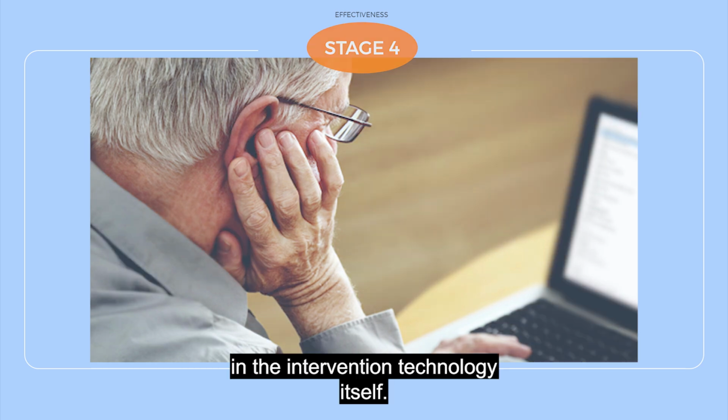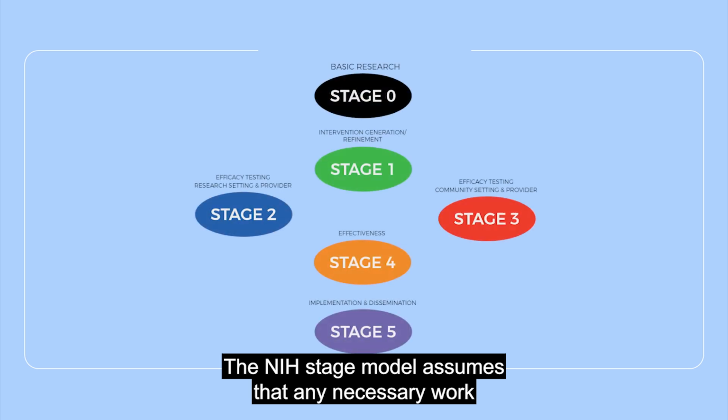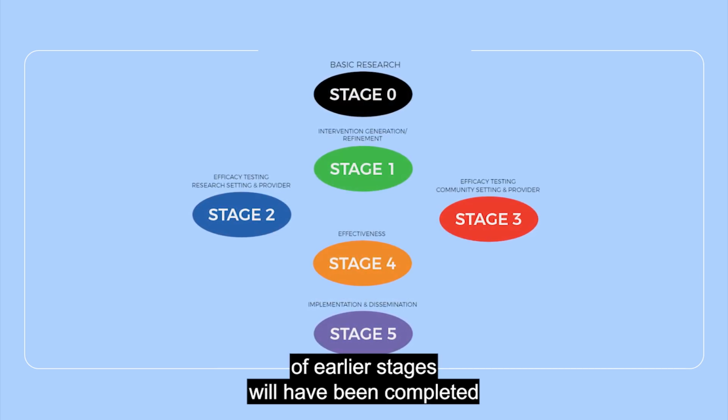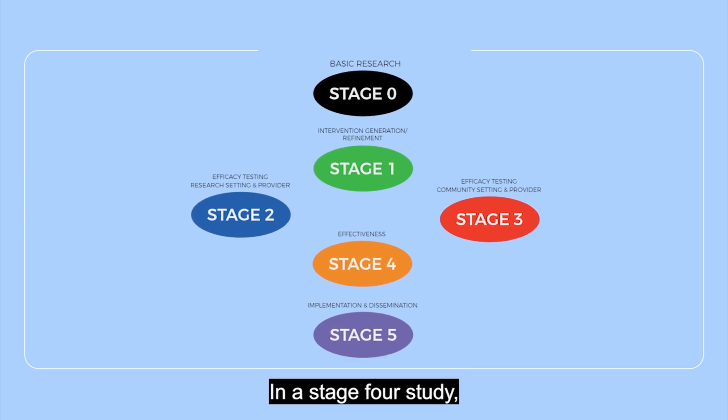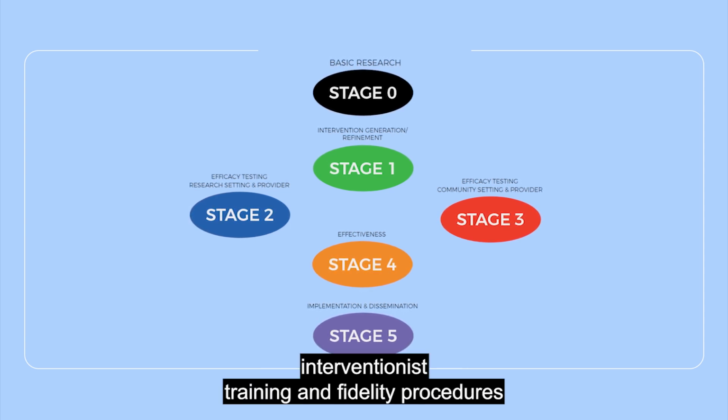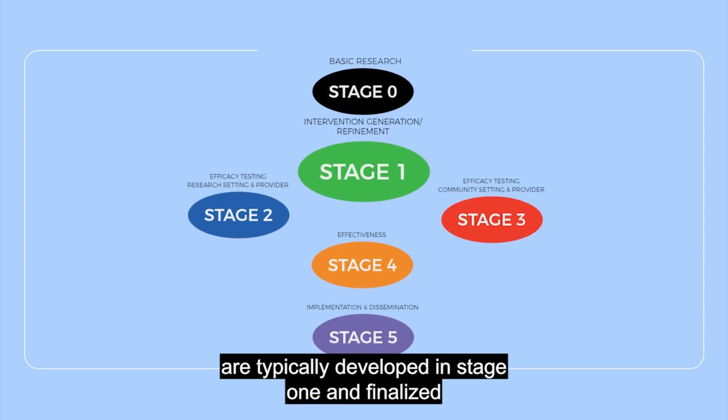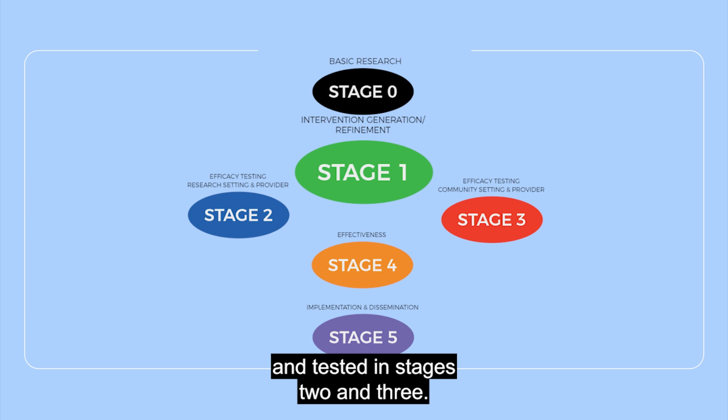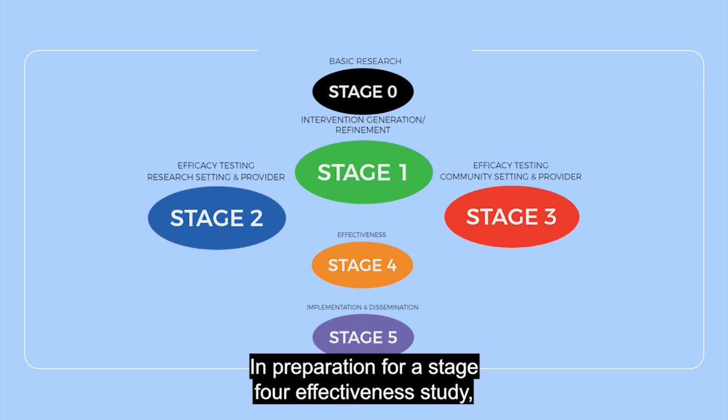Investigators are encouraged to use reliable measures of intervention receipt and/or exposure, some of which may be embedded in the intervention technology itself. The NIH Stage Model assumes that any necessary work of earlier stages will have been completed before an intervention is tested in a Stage 4 study. Interventionist training and fidelity procedures are typically developed in Stage 1 and finalized and tested in Stages 2 and 3 in preparation for a Stage 4 effectiveness study.